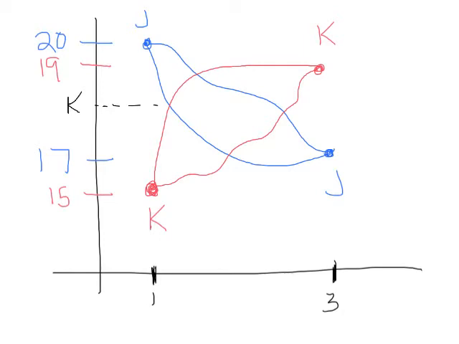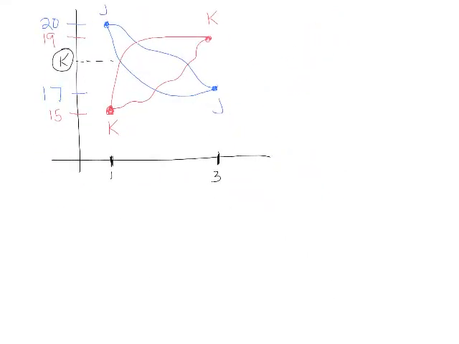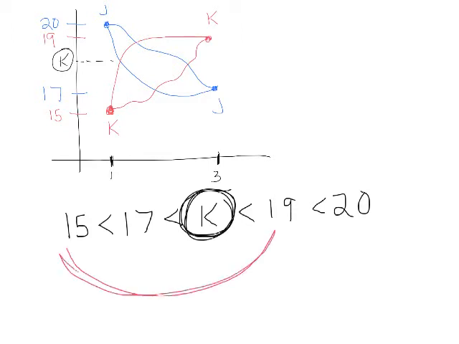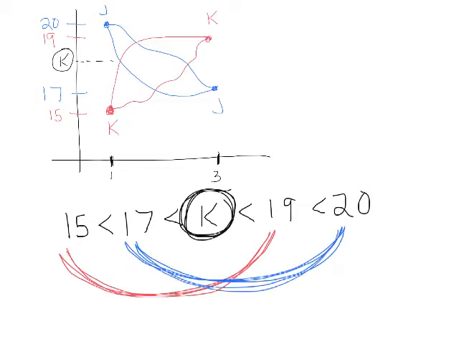And what we can say is, I am interested in this k. I'm going to set up an inequality that says 15 is less than 17, which is less than k, which is less than 19, which is less than 20. So there has to be a k value that is trapped between 17 and 19. And it's guaranteed that at some point both runners will travel at that speed, because we have one runner who's going from 15 to 19, and the k is between those values. And then we have another runner who is going from 20 to 17, and the k is between those values. So we can use the intermediate value theorem to prove that this k exists. And here's how we do it.